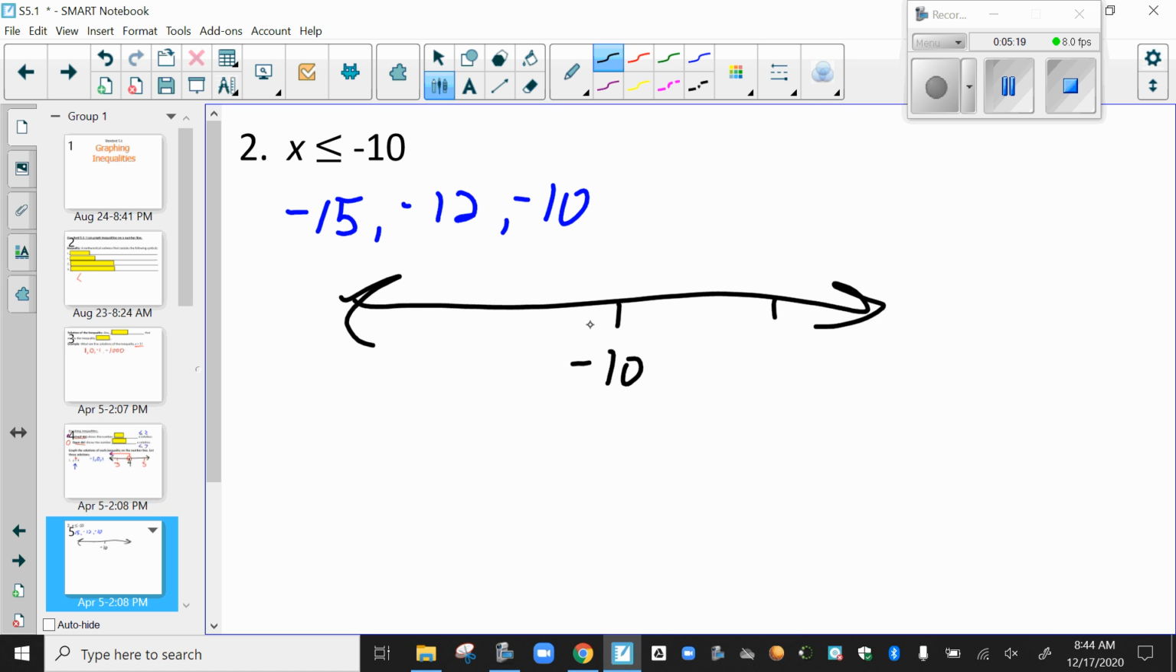I'm going to go on this side, I'm going to go up one, so negative 9. This side I'm going to go down one, negative 11. That's good enough. You want 3 numbers on every number line. I didn't say it on the last page, so you don't remember that. I'm going to go back, I'm going to look at my sign right here.